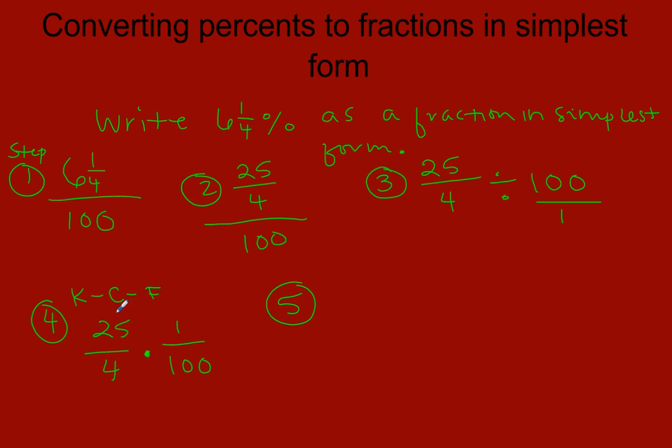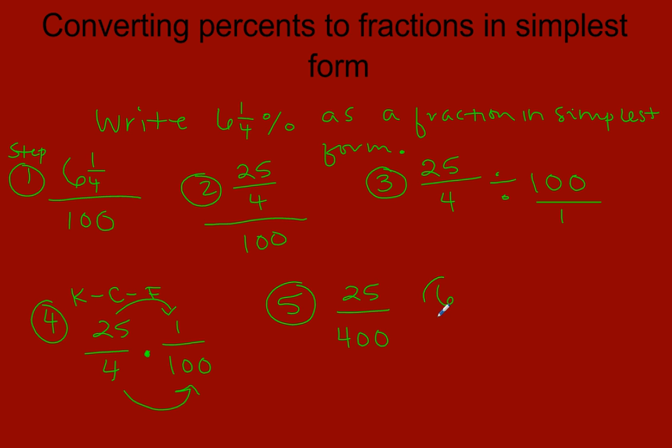So then, step 5 would be to multiply. So I multiply numerator times numerator, denominator times denominator. So 25 times 1 gives me 25. 4 times 100 gives me 400. So there's my fraction. It is no longer complex because I have 2 integers as my numerator and my denominator, but it is not simplified.